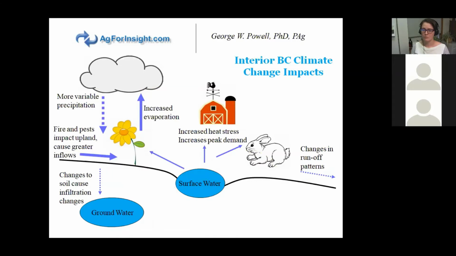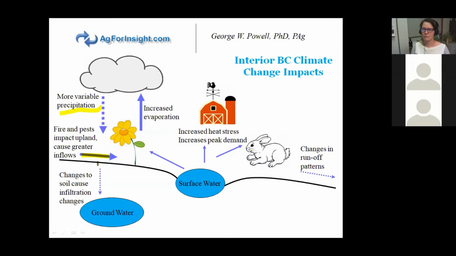So with climate change in the interior, we're seeing some significant changes to the water cycle. We're seeing more variability in precipitation when it arrives, and the volumes that arrived are no longer as predictable. Fire and pests such as mountain pine beetle in the upland have caused a lot of mature forests to die or be removed, and this is causing greater inflows into the valley bottoms where most of our farms are located.